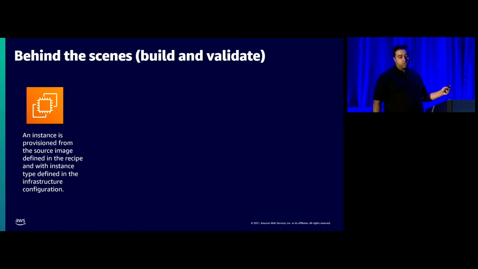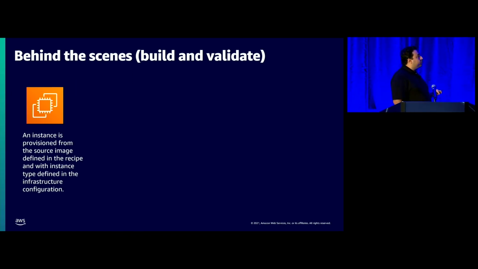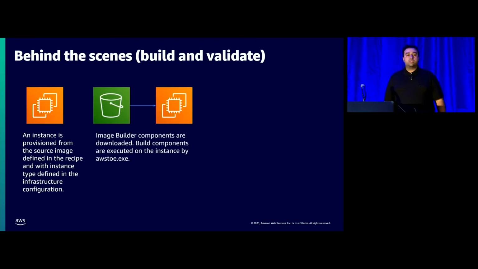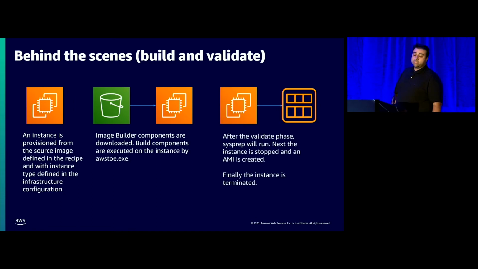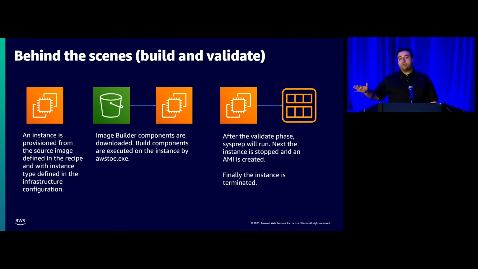And this is how it works in the background. Whenever you run your pipeline, we create an instance of your base image. We download all those components, build and validation components. Once we're done with that, we sysprep it. We generate a temporary image. I mean, it is your final image, but it's still marked temporary because we need to test it.